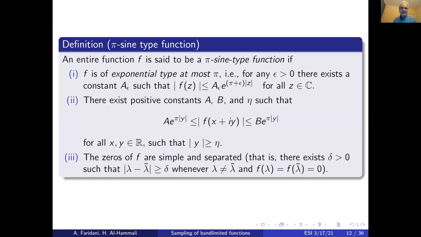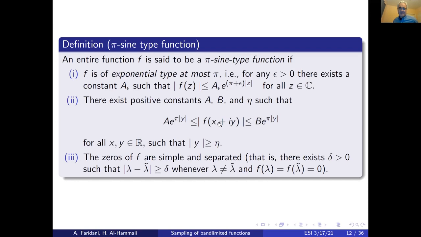The exact definition, for completeness: an entire function f is said to be a Pi sine type function if f is of exponential type at most pi, which is one sort of growth condition. Then the second condition is another growth condition, which in particular implies that all zeros of f must lie in the complex plane in a horizontal strip of finite height.